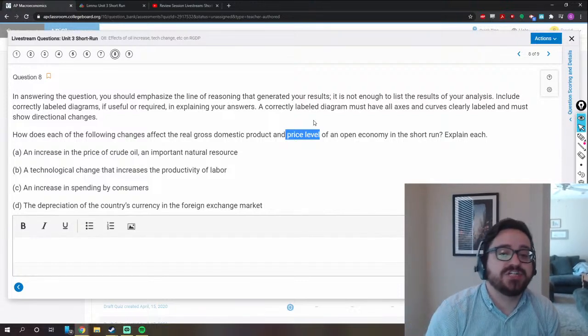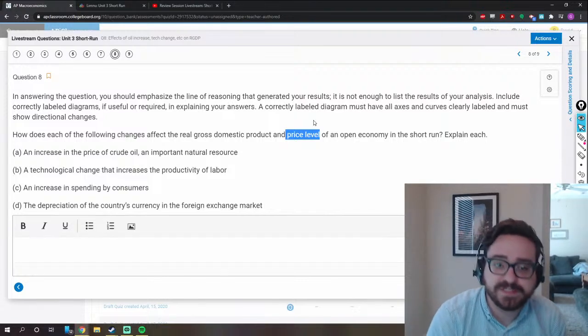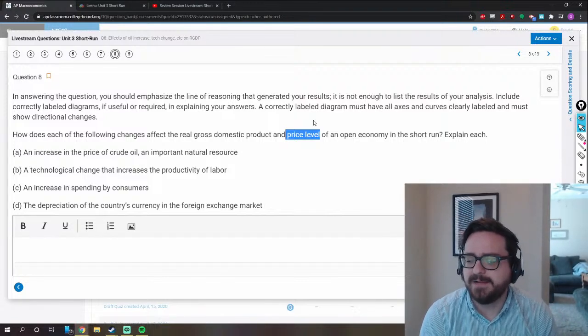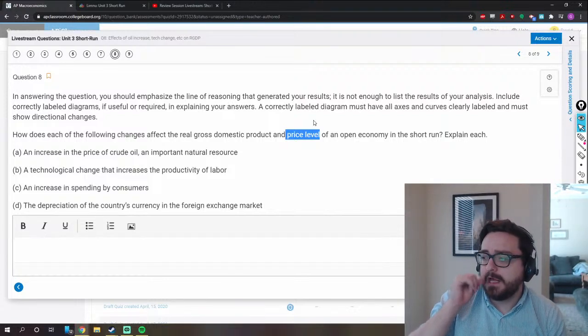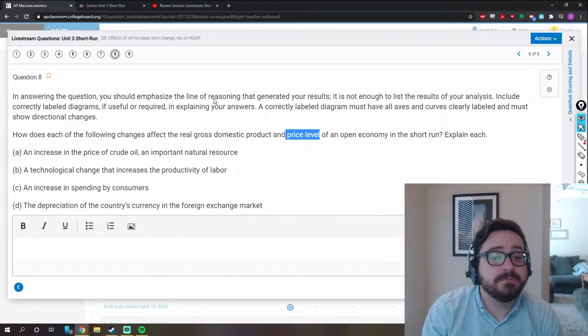So C and D actually have the same answer, where it's going to increase price level because people are buying more of our goods, so businesses are going to start charging more. And if we're exporting more, we will be producing more as a result.